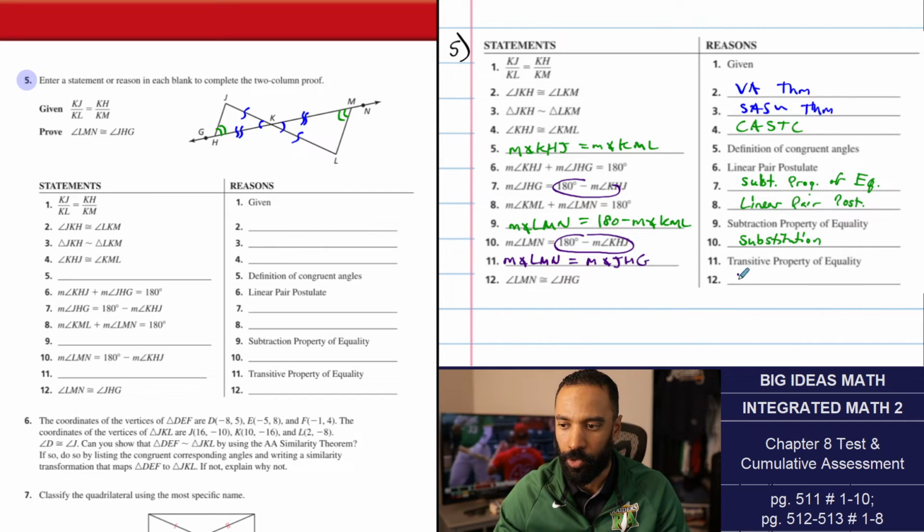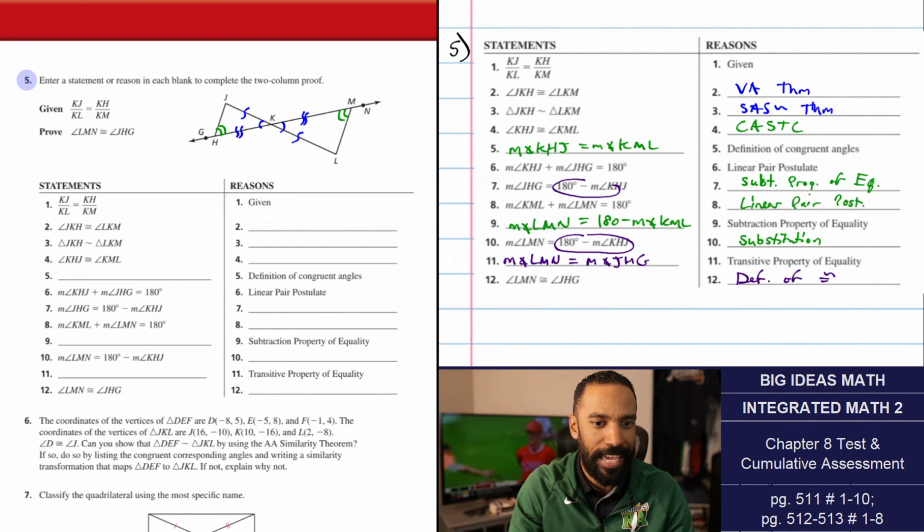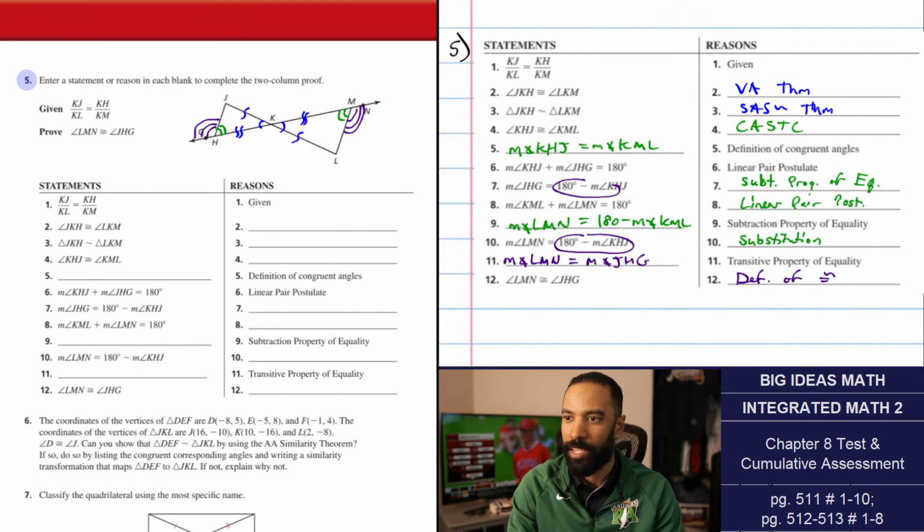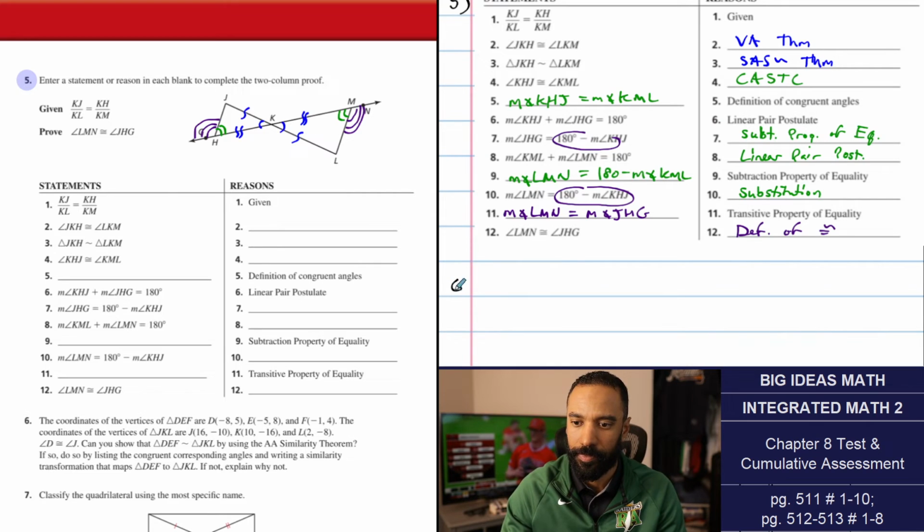Therefore, the angles are congruent by the definition of congruence. So we just show that this, use 3 arcs, is congruent to this on the outside. I'm sure I could have built that up myself, but thank you for helping me. Okay, number 6.